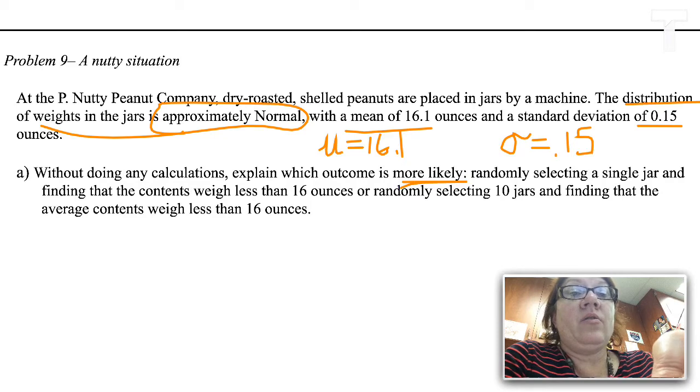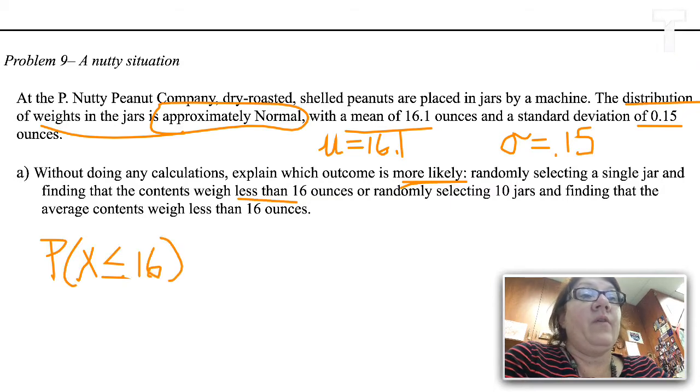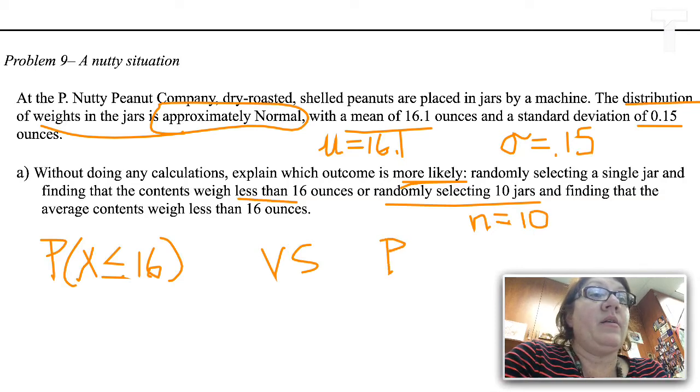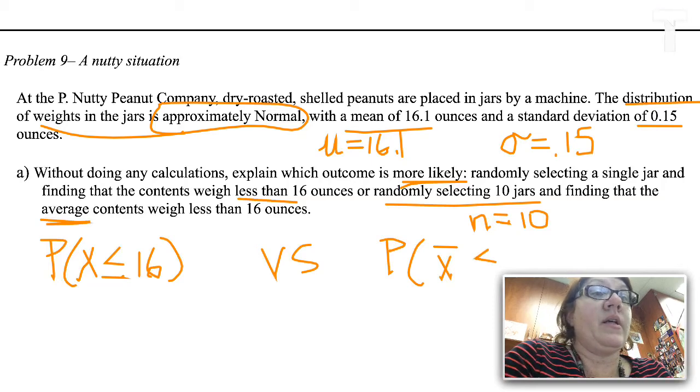And then it asks me which one has a higher probability, more likely. Randomly selecting a single jar, so that would look like a probability that x is less than or equal to 16, versus randomly selecting 10 jars. So now this would be a distribution of sample means, and so I would be looking at the probability that the sample mean, the average, is less than or equal to 16.